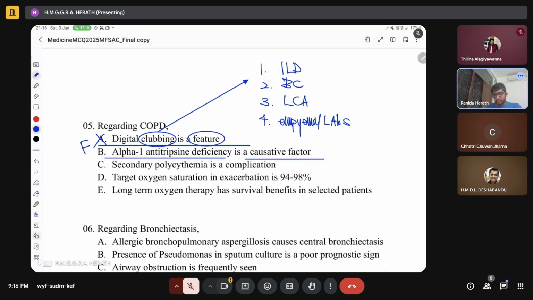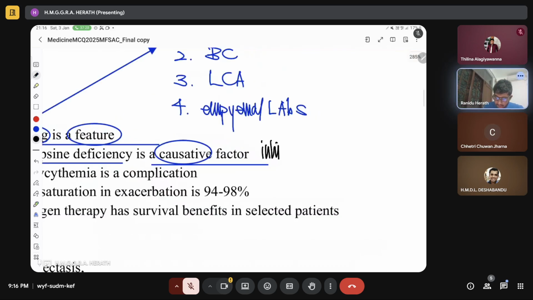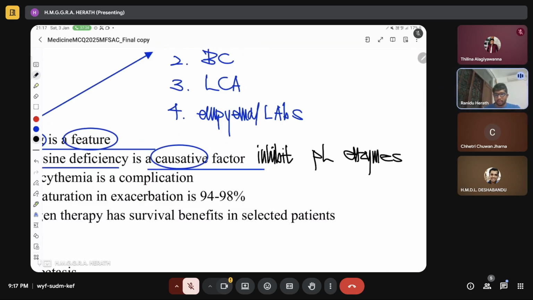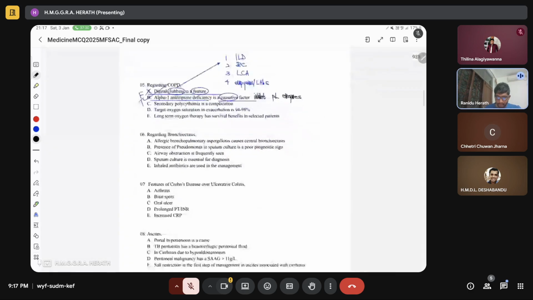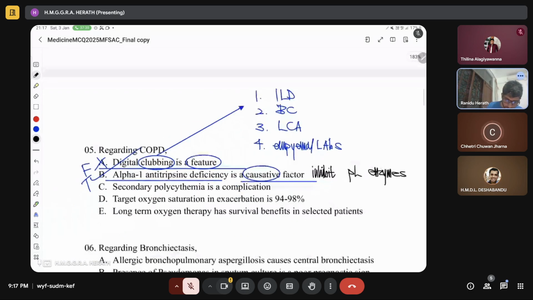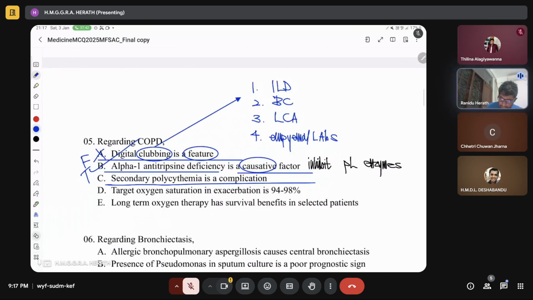True or false? True, right? What does alpha 1 antitrypsin do? It inhibits macrophage proteolytic enzymes. So when the macrophage proteolytic enzymes are uninhibited, they can cause destruction of the alveoli and COPD. Understood? Okay.